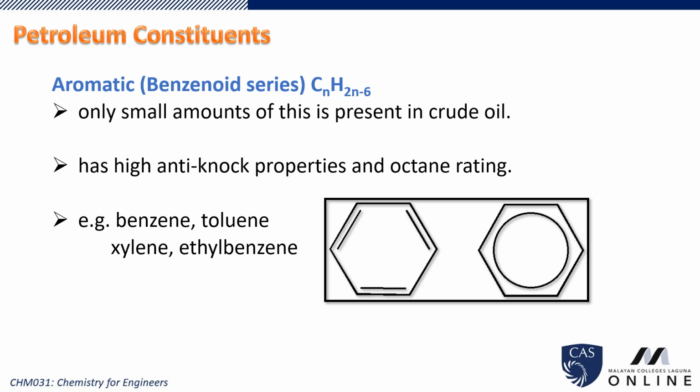Next, we have aromatic hydrocarbons such as benzene and toluene, and they are present in small amounts. However, they have very high octane ratings and excellent anti-knock properties. This makes them valuable for gasoline formulation.